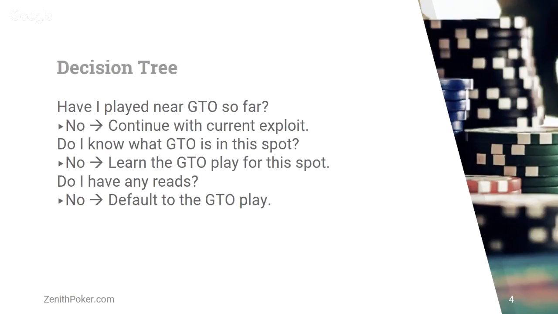Okay, so this is our decision tree. And we're going to use this decision tree to simplify all of our decisions going forward. These questions in this decision tree answer the first question we had, whether or not we should deviate from GTO. So the first question that we ask ourselves when we're put in a spot where we think that we can deviate from GTO to increase our EV.